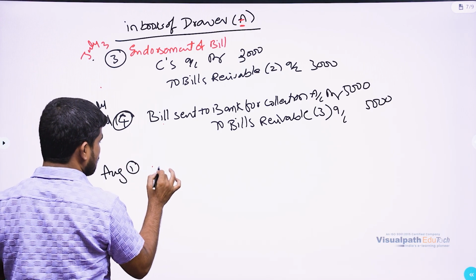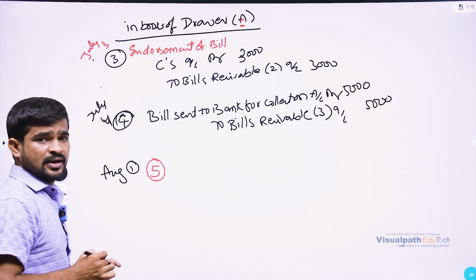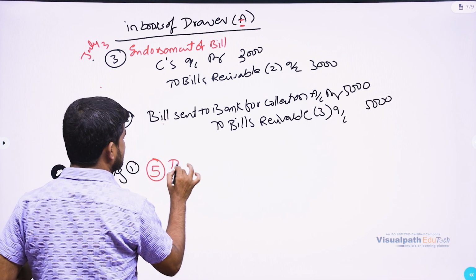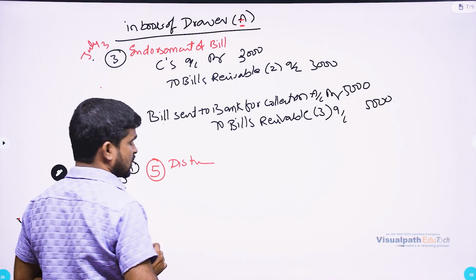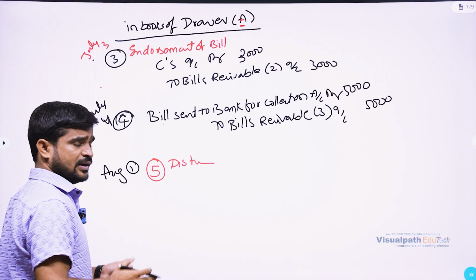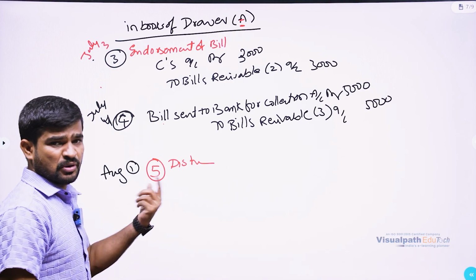August 1st, entry number 5, the dishonor entry. What is the entry here? When it is dishonored, what will we get? We are not getting anything, and we are saying the amount is still due.